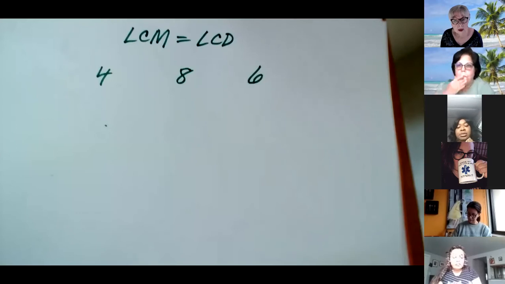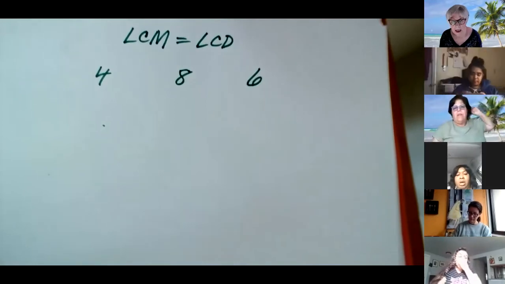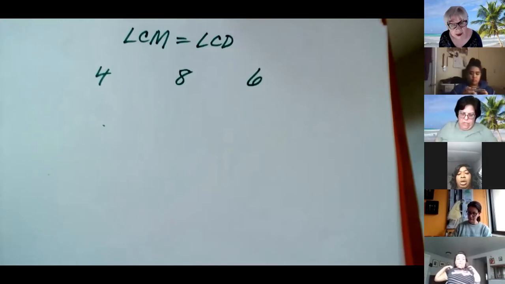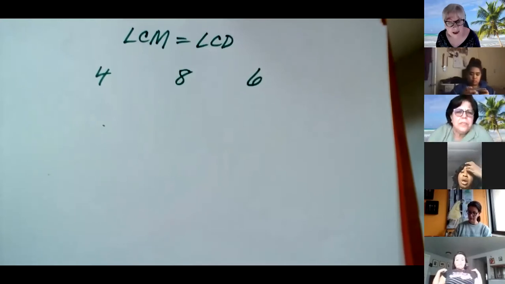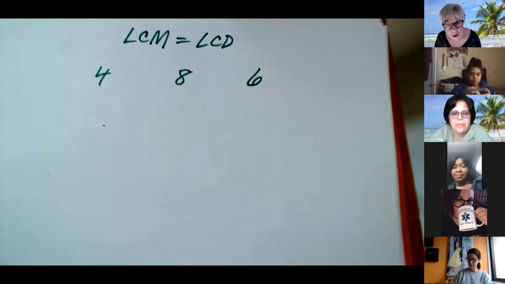8. It's got to be as large as the largest one. That's the rule. So it has to be at least 8. But see, 6 won't go into 8. 24. But 2 is will. So here's 2 ways to do it.